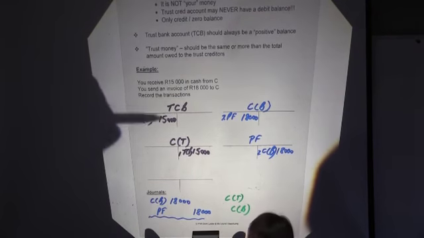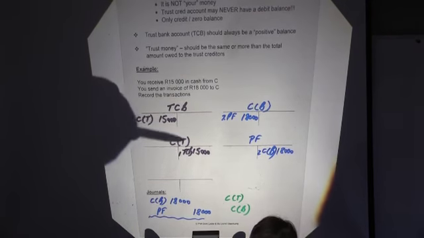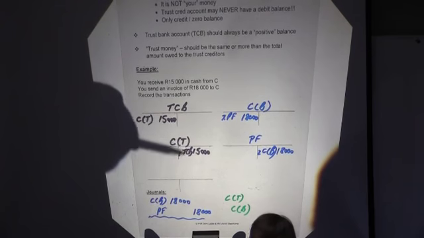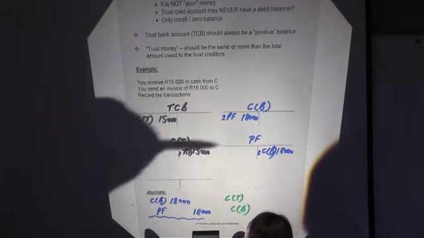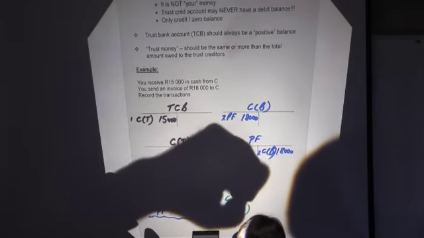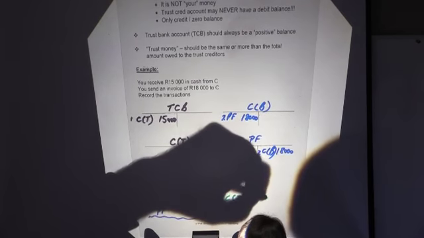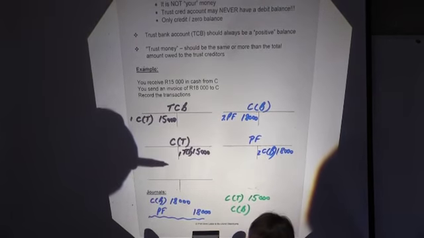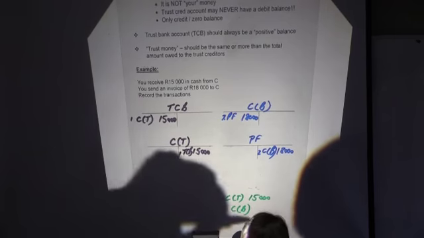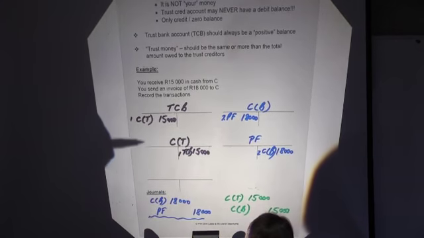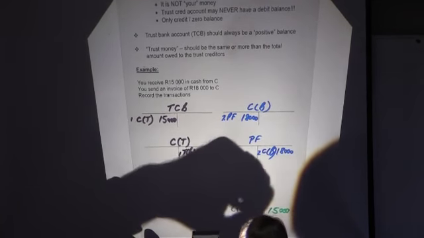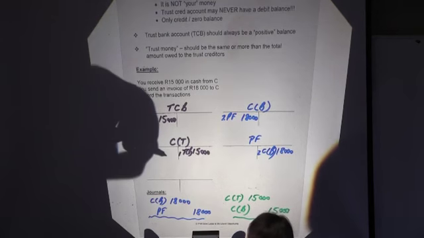What will that amount be? If you look at C trust, there's only 15,000 rand available there. So we can't use 18,000 to set off this. We will have to use 15,000. So we will debit C trust with 15,000, and we will credit C business with 15,000 rand. Let's post or book that over to our accounts.